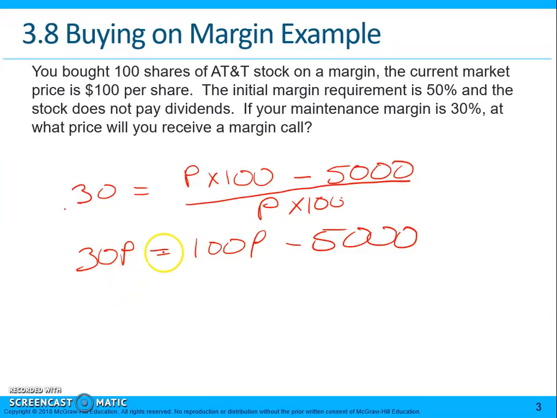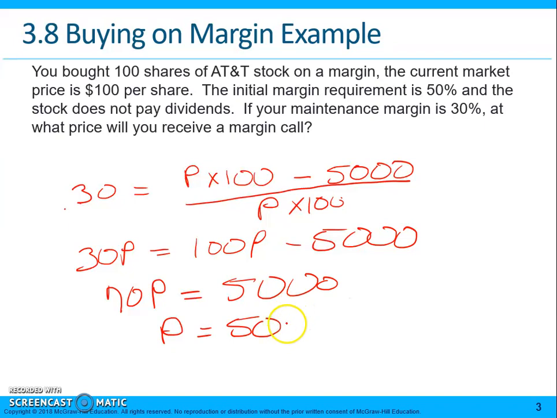So 100p minus 30p is 70p, which is equal to 5,000. P is equal to, sorry, I left out a zero, 5,000 divided by 70, which is $71.43 a share. So if the price per share of AT&T stock falls from $100 to $71.43, you would receive a margin call.